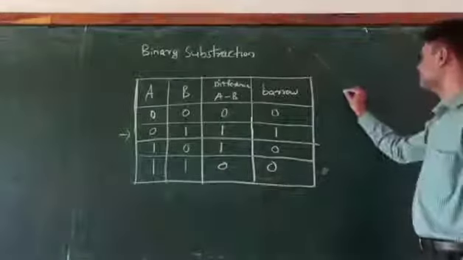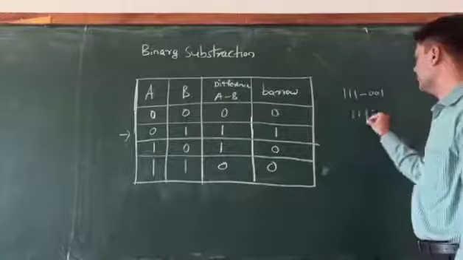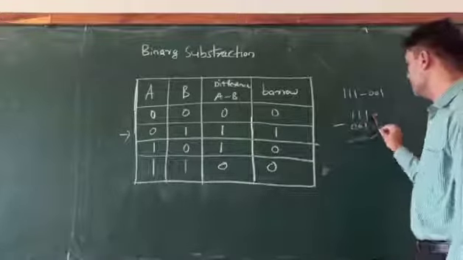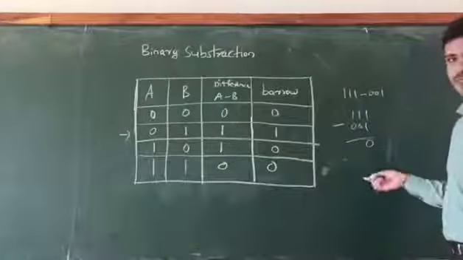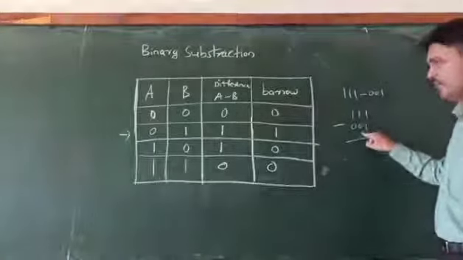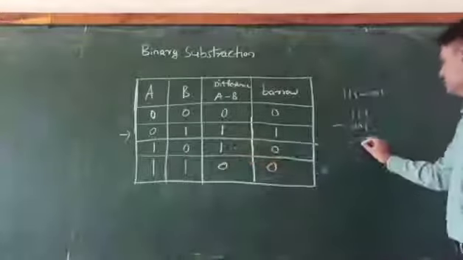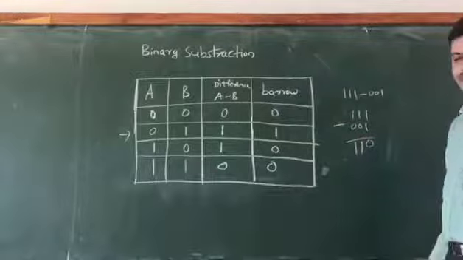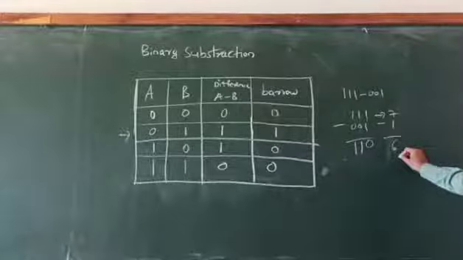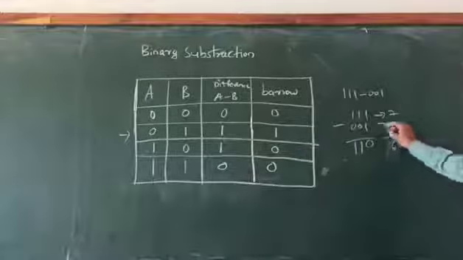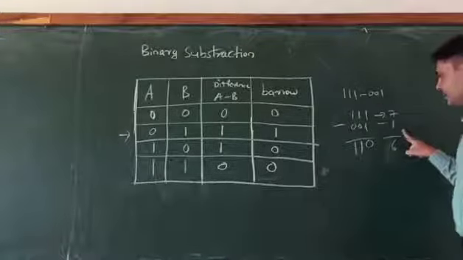For example, 111 minus 001. 1 minus 1 is 0. Borrow will be 0 here. 1 minus 0 is 1. 1 minus 0 is 1. Answer will be 110. How to cross check that? The answer is 6 here. That is, 111 in decimal is 7, 001 means 1. 7 minus 1 equals 6.